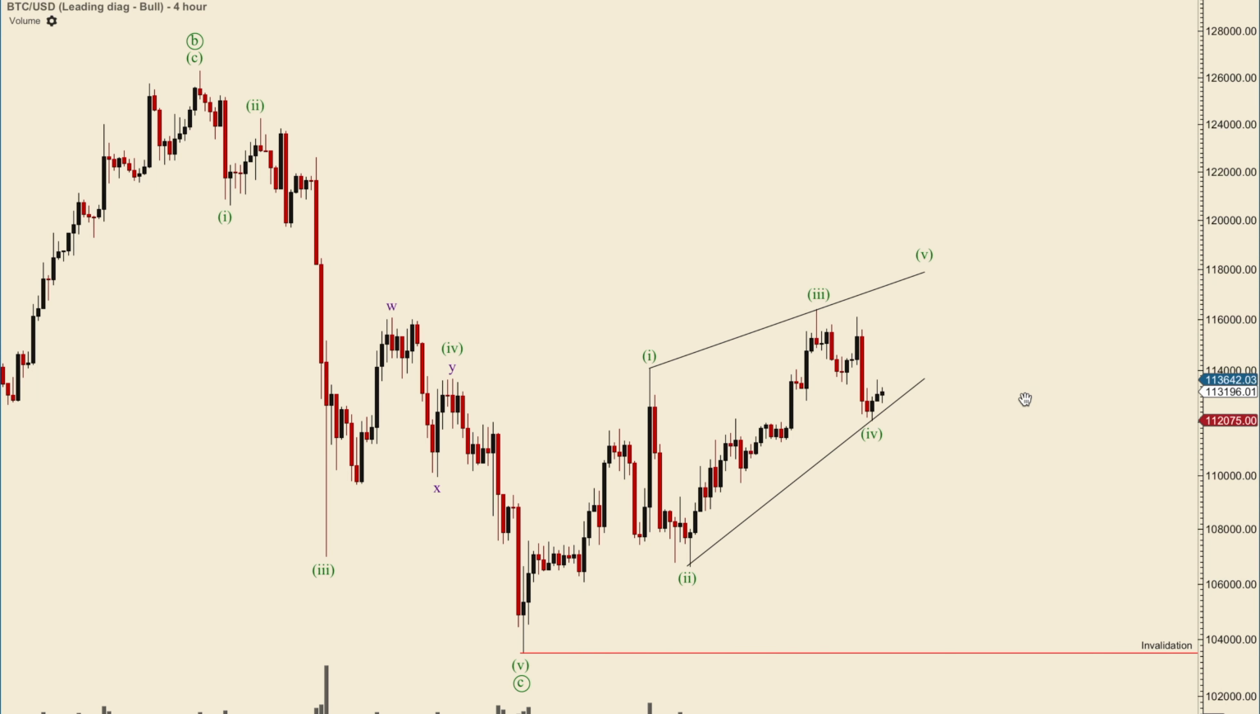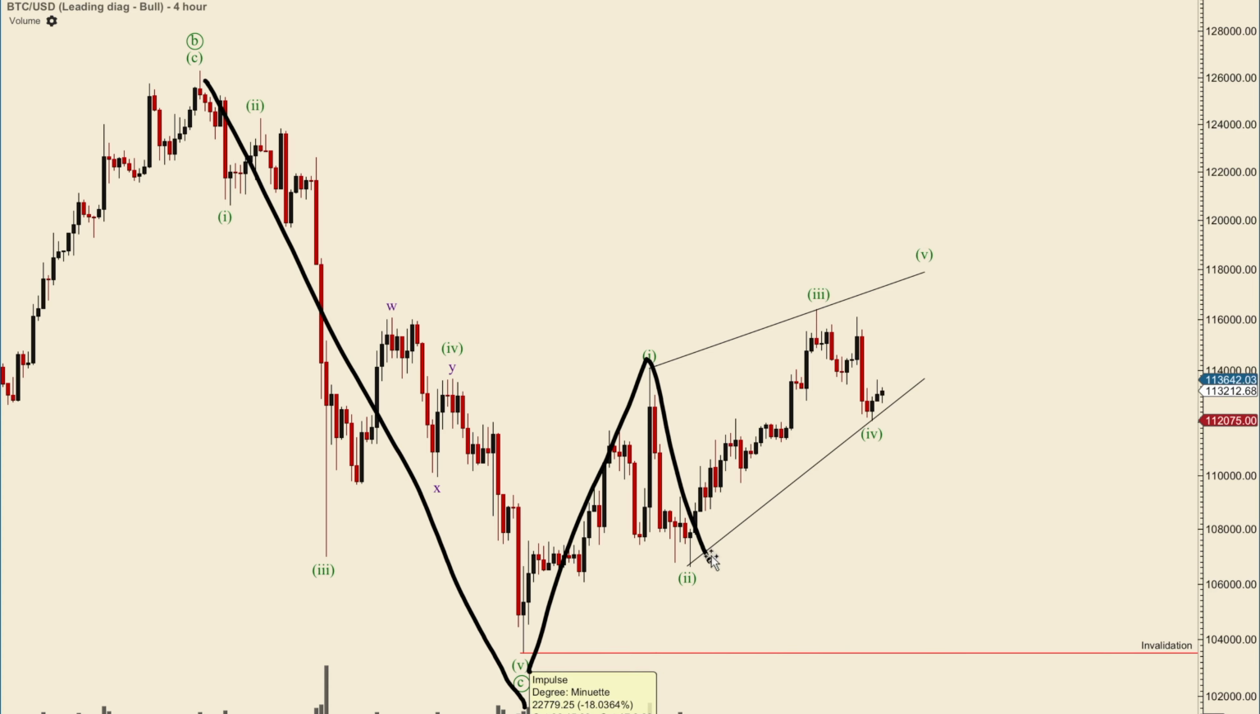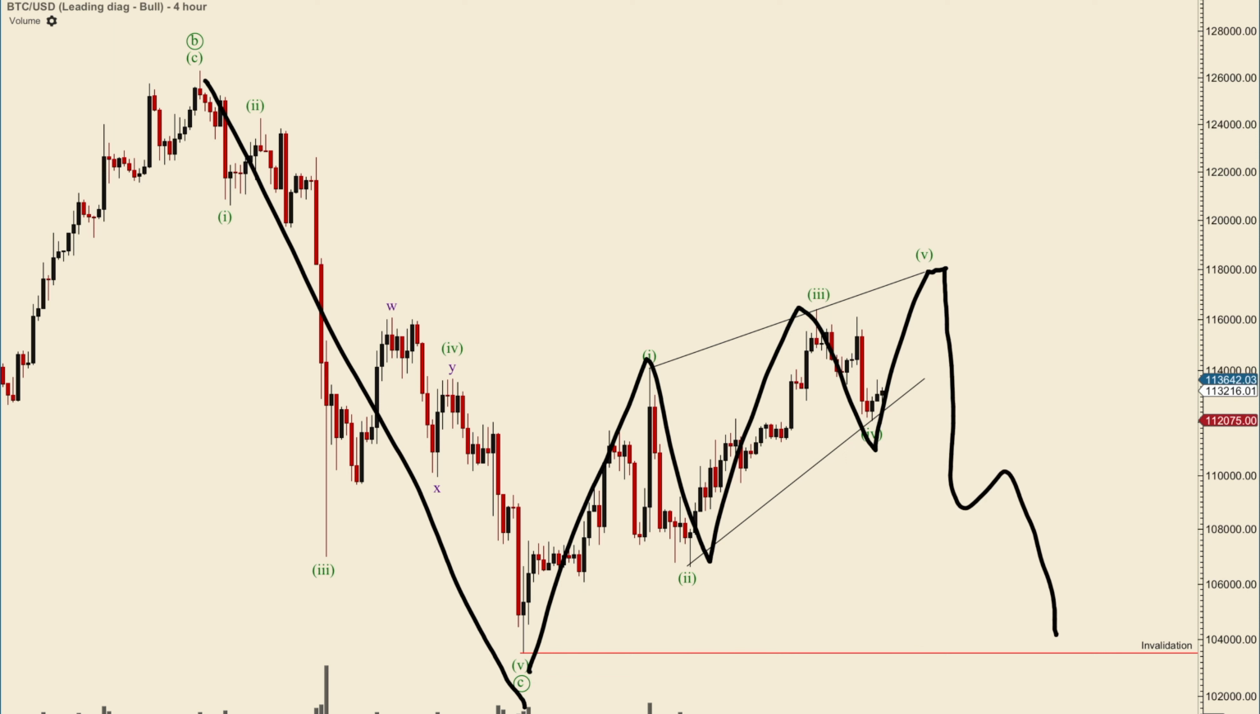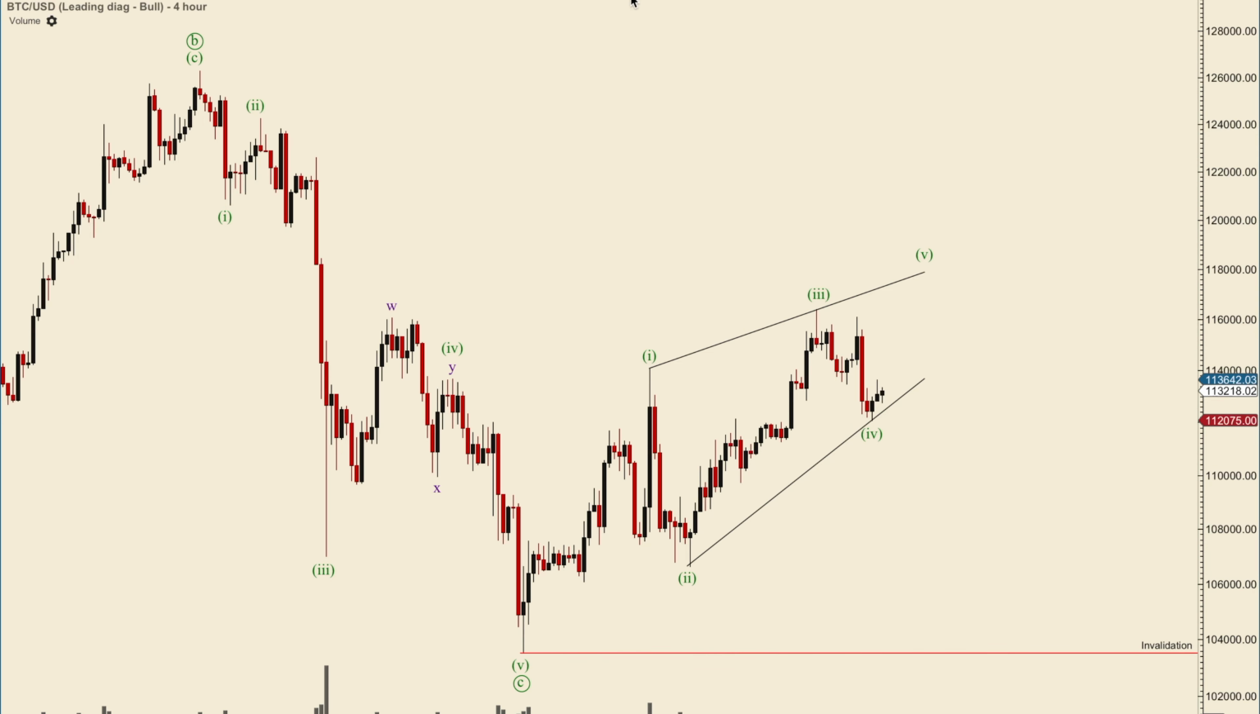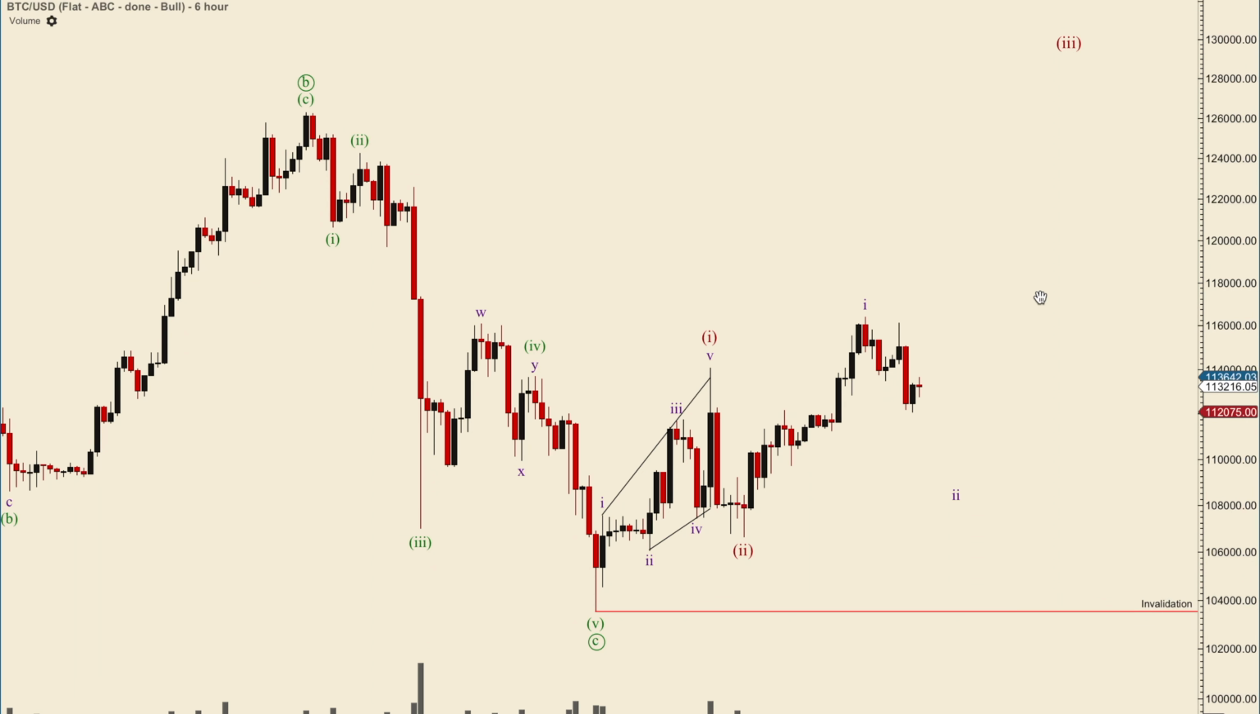Then we have a leading diagonal in the makings here. So here we are counting this move as a finished wave C, and now we have begun the move up to take out the all-time high with a 1, 2, 3, 4, 5, and then a deep retracement is expected for a leading diagonal.